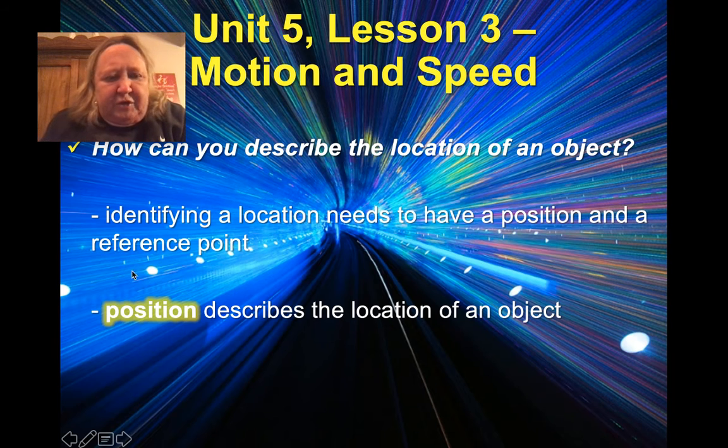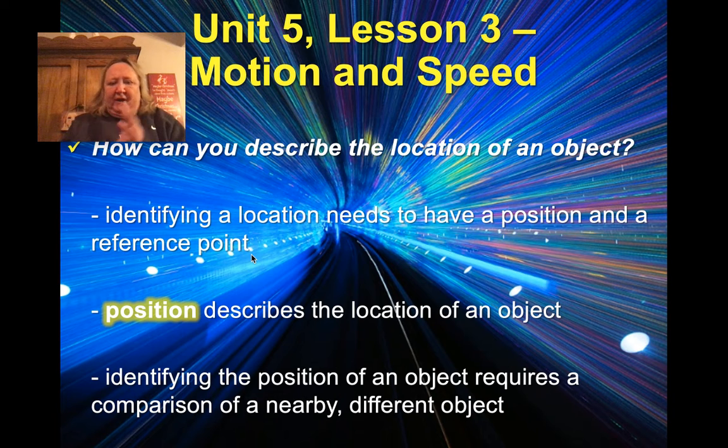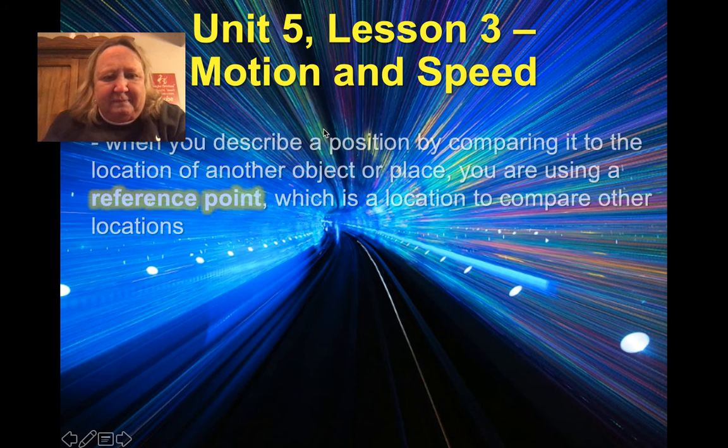Okay, the first word, and you will have a question about this when you get to the questions, is position. A position describes the location of an object. We'll do an activity here in just a second, but that's what position does or explains. And identifying the position of an object requires a comparison of a nearby different object. And we're going to look at that in just a second.